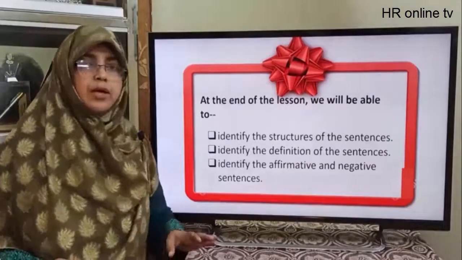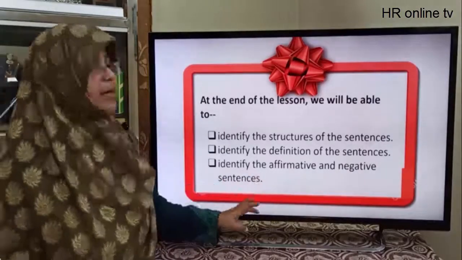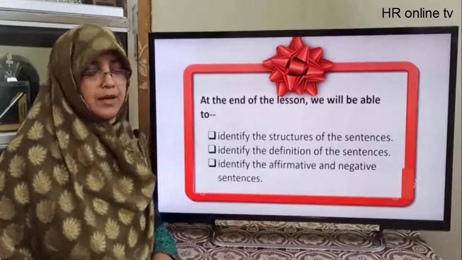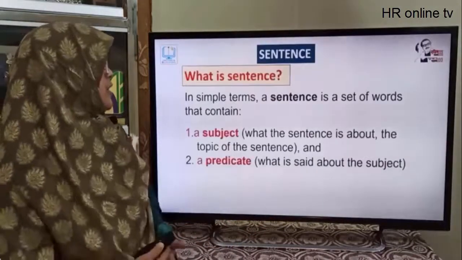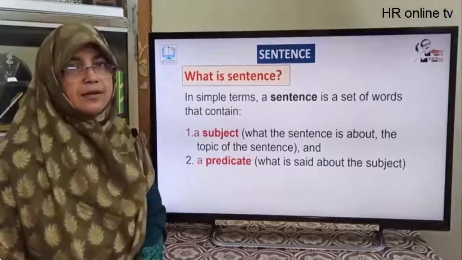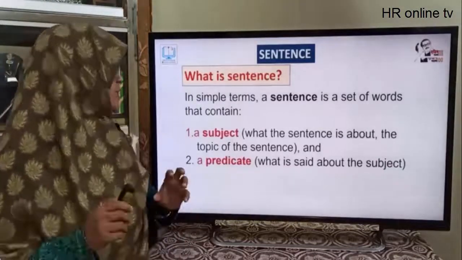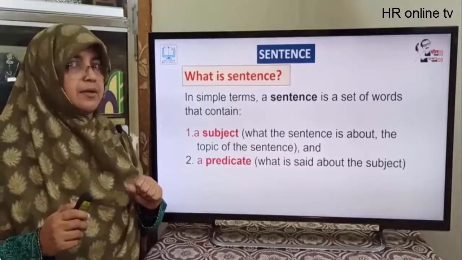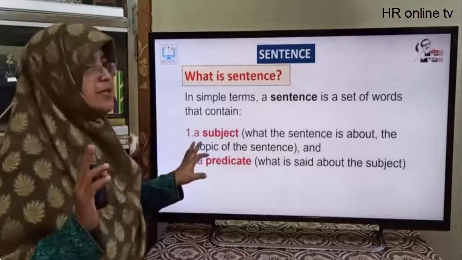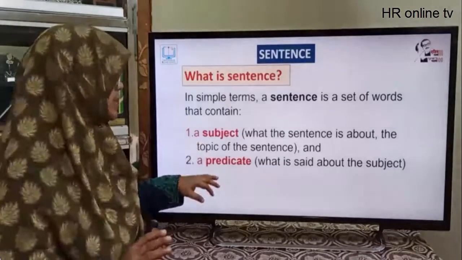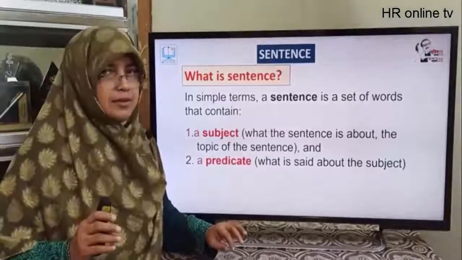Dear learners, you know we have 5 types of sentence. Today I will discuss only affirmative and negative sentence. Okay, here we go. At first, what is a sentence? In simple terms, a sentence is a set of words that contain a special meaning. I think there are two parts: first, a subject and a predicate. What is the sentence about? The topic of the sentence.